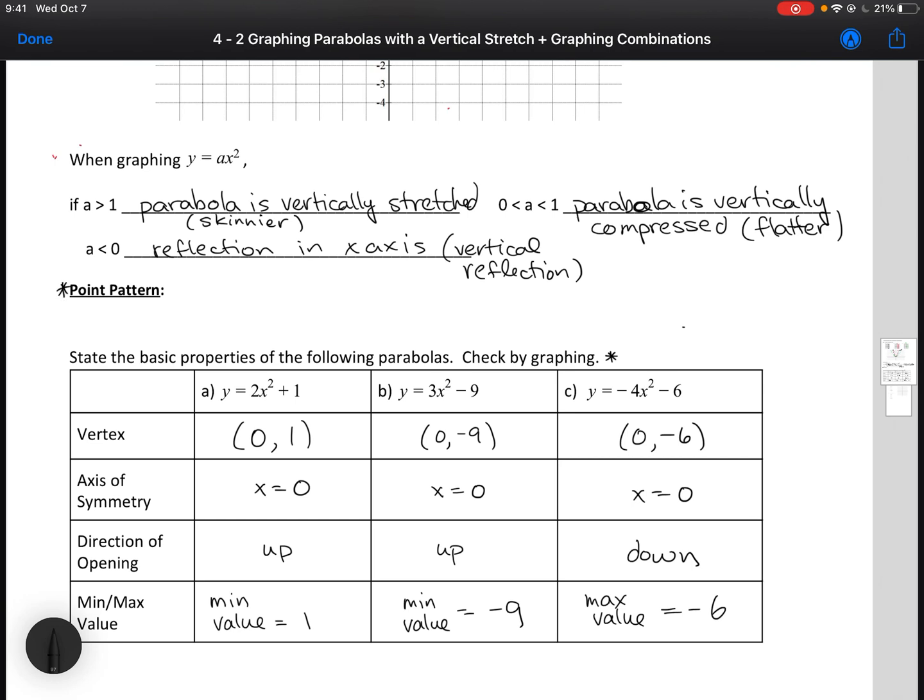Before we move on, I just want to go back here to the point pattern. If you remember, for y equals x squared, we are using 1, 3, 5. If you have y equals a x squared, your point pattern is now just a times 1, a times 3, and a times 5.